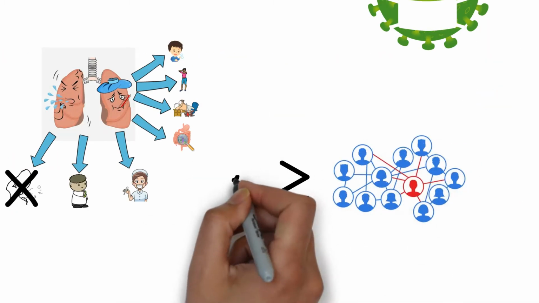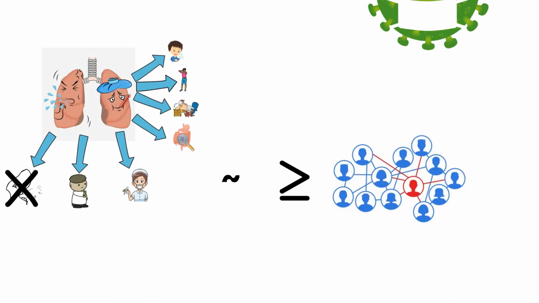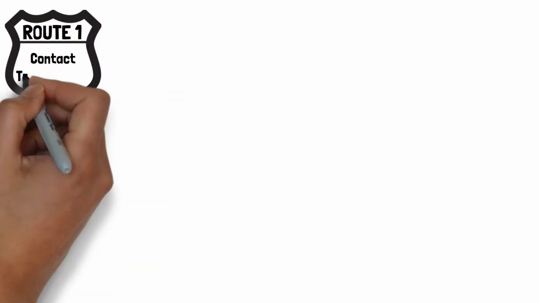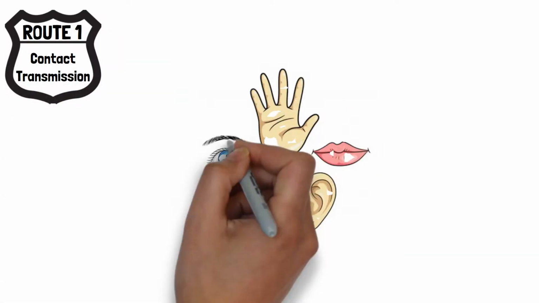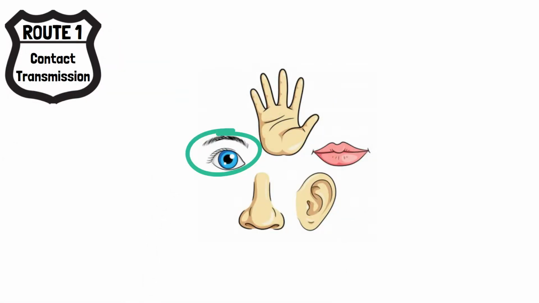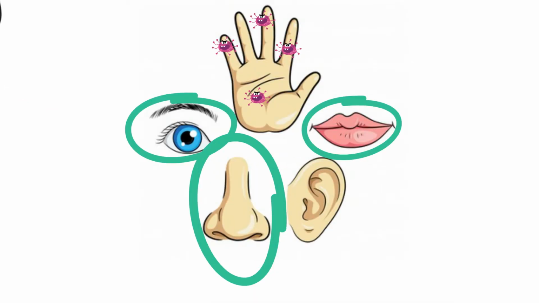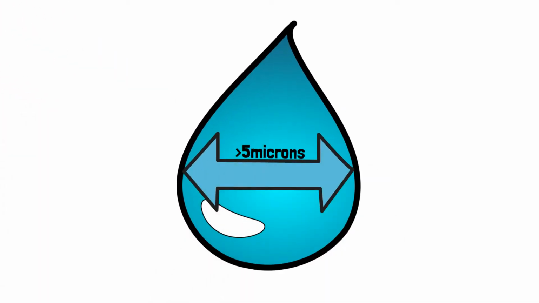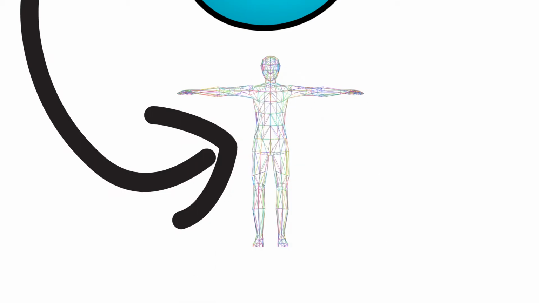The greatest transmission risks exist close to symptomatic onset, and there are currently 3 generally accepted routes of transmission. One is through contact transmission, where an individual touches their eyes, nose, or mouth with virally contaminated hands. The second is droplet transmission, where droplets or liquid particles greater than 5 microns enter the human body. The final vector of transmission is through airborne aerosols.